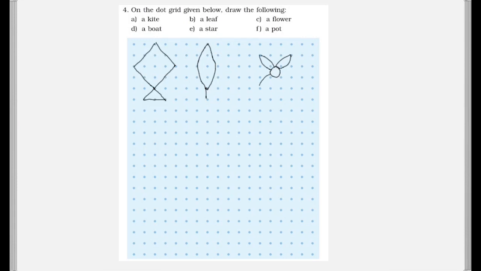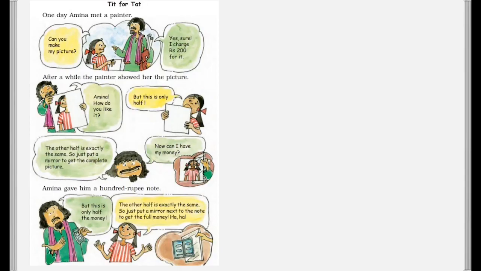Okay, so you can draw a flower like this. And in a similar manner you can draw other drawings also. So moving ahead, tit for tat. Okay, one day Amina met a painter.